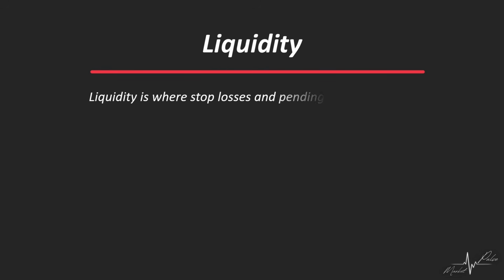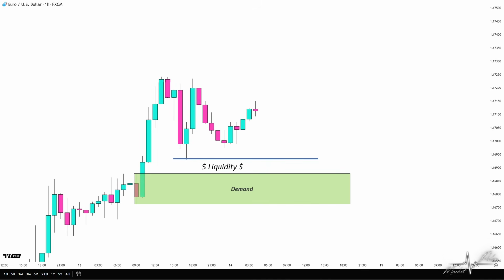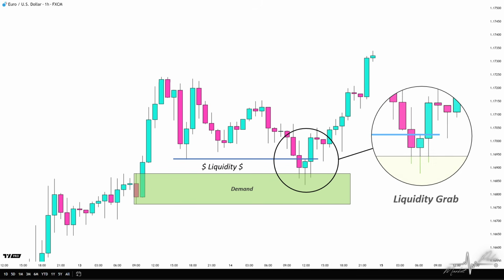Now, number 3, liquidity. Liquidity is where stop losses and pending orders are clustered, usually above swing highs and below swing lows. When liquidity forms above a demand zone, it increases the probability of that zone holding. Why? Because the market often seeks liquidity before making a move. The same concept applies to supply zones. A classic liquidity grab happens when price dips below a level, triggers stop losses, and then quickly reverses back above it. When that happens, it often signals a move in the opposite direction, in this case, to the upside.